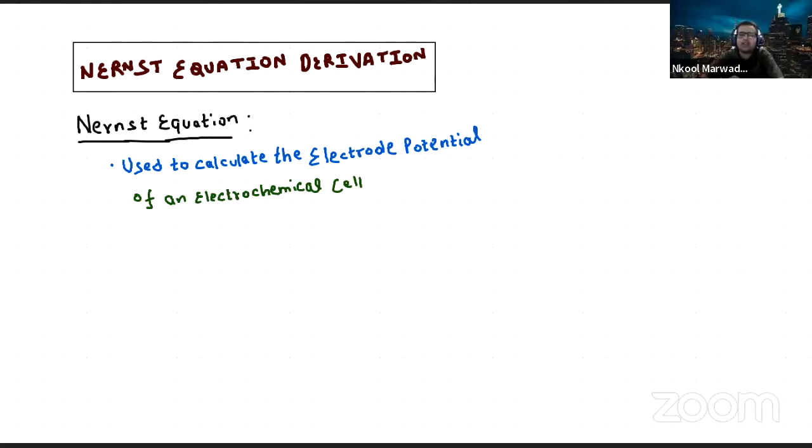So now we got an idea of the main phenomenon in an electrochemical cell: conversion of chemical energy into electrical energy.